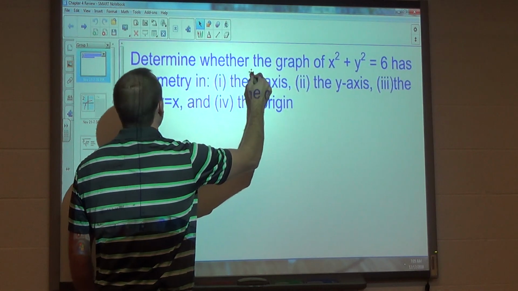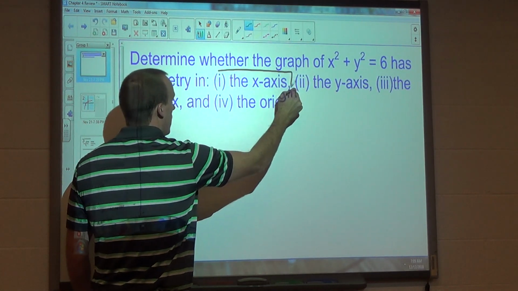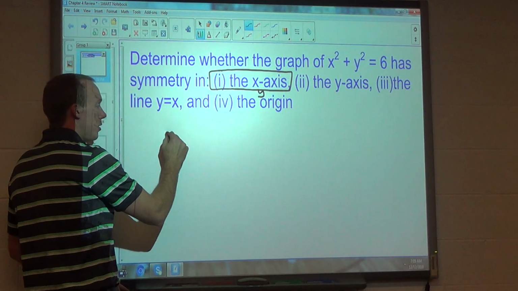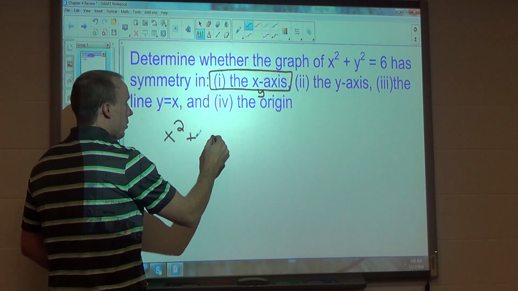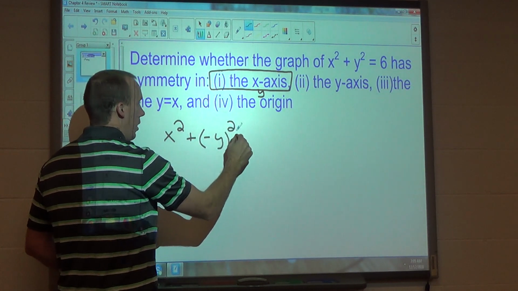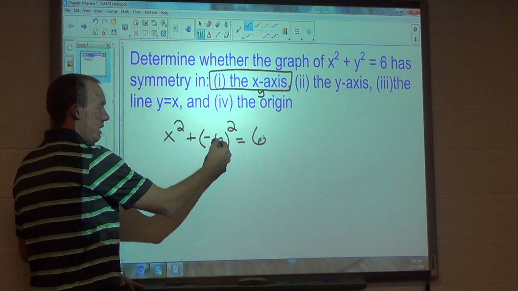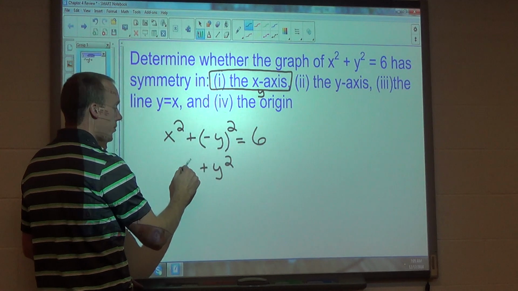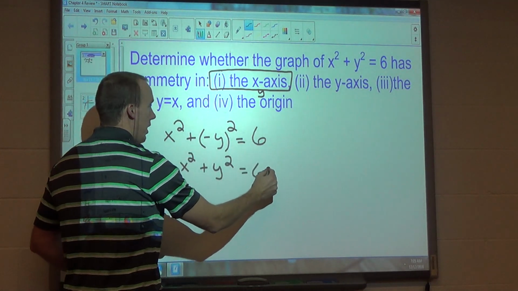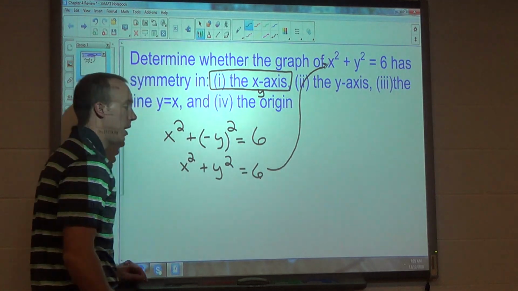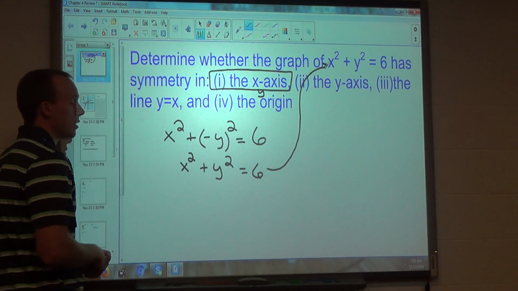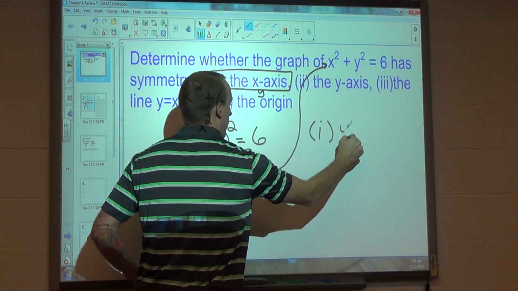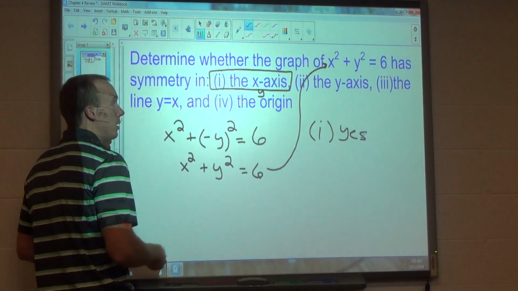Notice the x-axis here. For the x-axis, we plug a negative in for the letter y. So I got x squared plus, we're going to plug a negative in for the y. And then we simplify. What's a negative y squared? Negative times a negative makes a positive. So then you bring everything else down, and it reverts back to my original. And it did. So since it did, for the x-axis, my answer for that one would be yes.